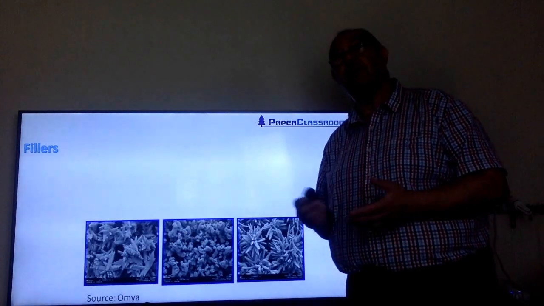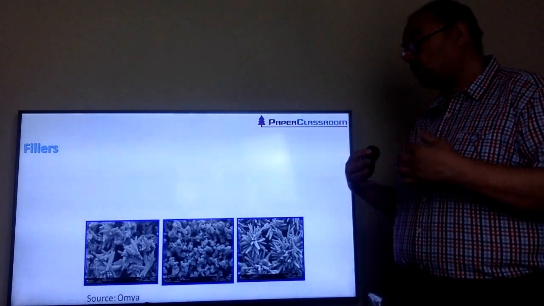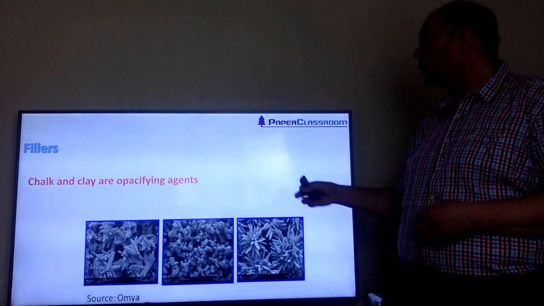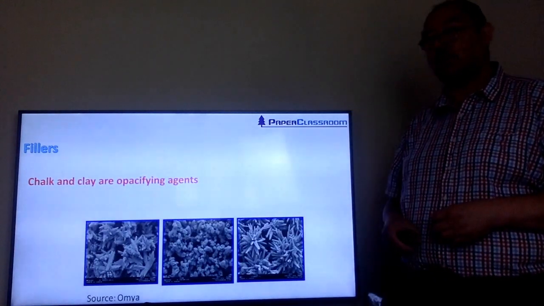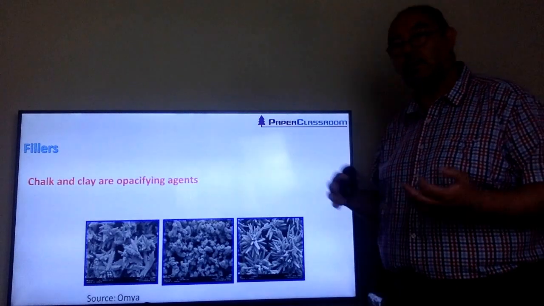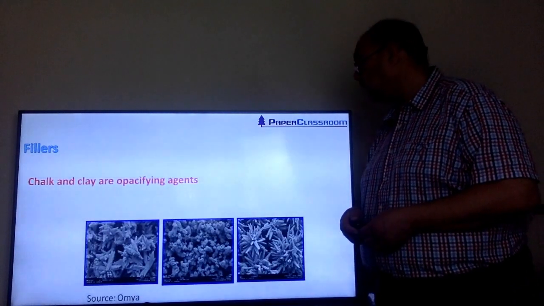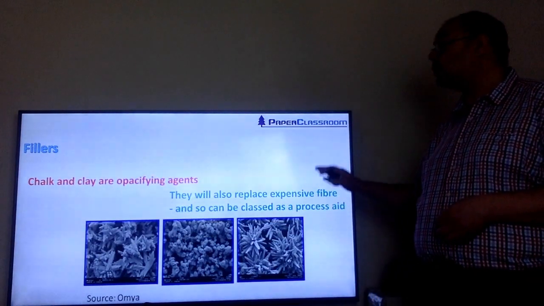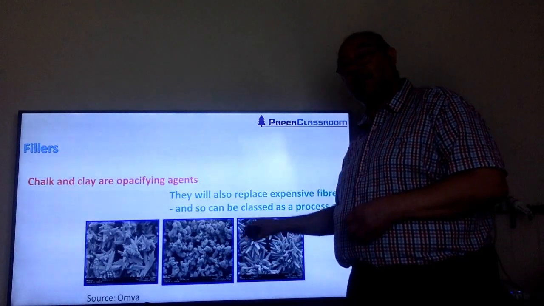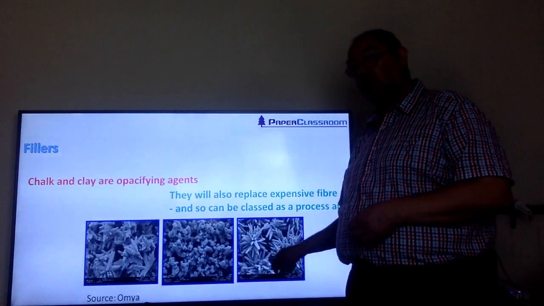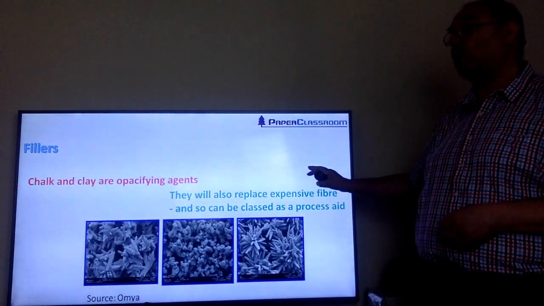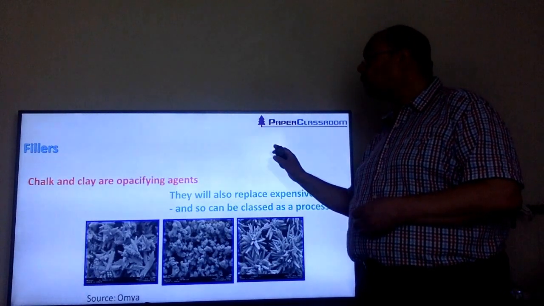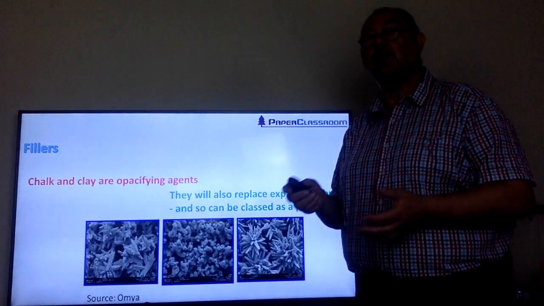And then finally, fillers. We normally add cheap fillers to replace expensive fibre. So chalk and clay are opacifying agents, relatively cheap, something like in the UK £100 a tonne, something like that. But they'll replace expensive fibre. So although we're putting them in to improve the opacity or the brightness or the porosity of the sheet or the smoothness of the sheet, the fact that we're replacing fibre, by the definition of what a process aid is, you could consider fillers as process aids as well as functional aids.